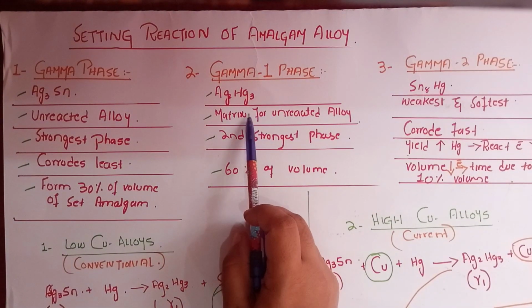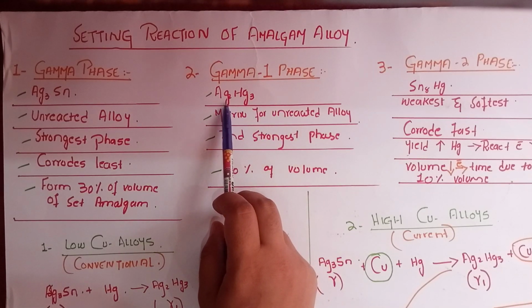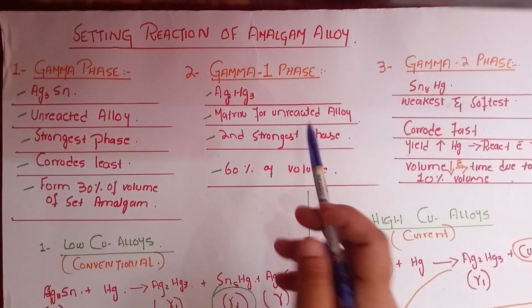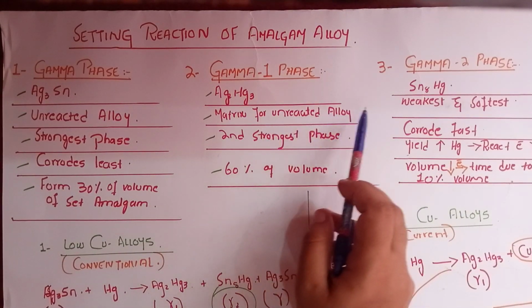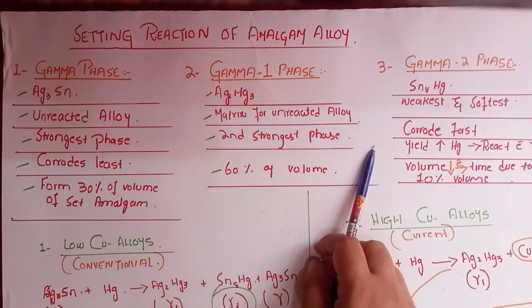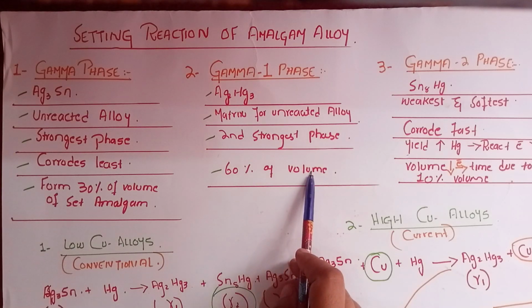The second phase is the gamma 1 phase, which is formed by the combination of silver and mercury, and it also forms the matrix for the unreacted alloy, and is second after the gamma phase. It is the second strongest phase, and it constitutes about 60% of the volume of the set amalgam.